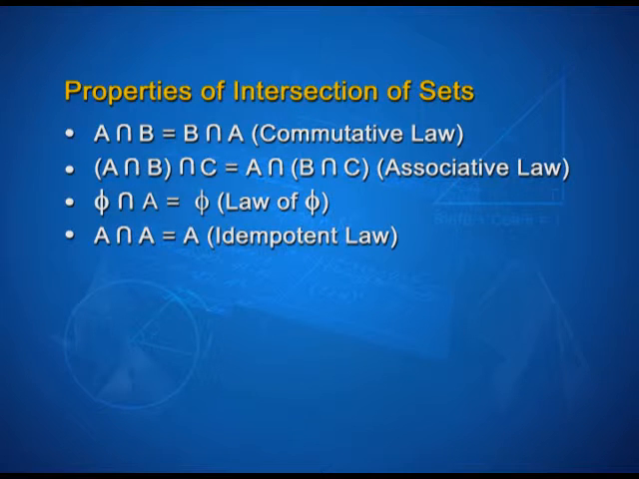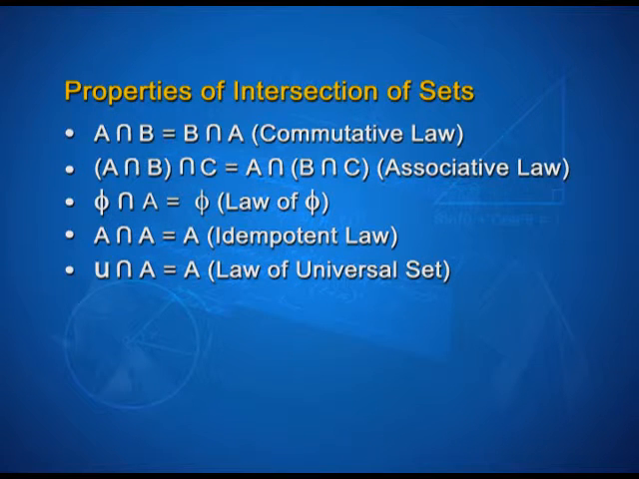The fourth law is the idempotent law, which states that the intersection of any set with itself gives the set itself. That is, A intersection A gives us the set A. The next law is the law of universal set, which says that the intersection of any set with a universal set will give us the set itself. That is, universal set intersection A gives us set A. We can further conclude that if A is contained in B, that is, A is a subset of the set B, then A intersection B will give us A. So, if we intersect a subset with a superset, then the intersection will give us the subset.